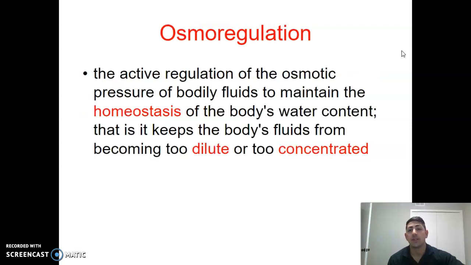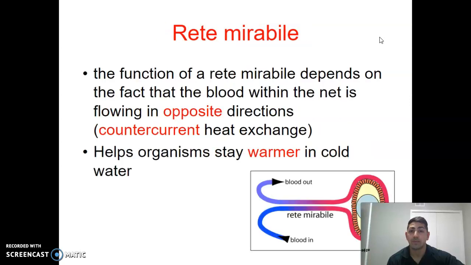Next is osmoregulation, the active regulation of osmotic pressure of bodily fluids to maintain the homeostasis of the body's water content. That is, it keeps the body's fluids from becoming too dilute or too concentrated. This is important with organisms that live in salt water. They have to regulate the amount of salt intake that they have, and maintain homeostasis like that.